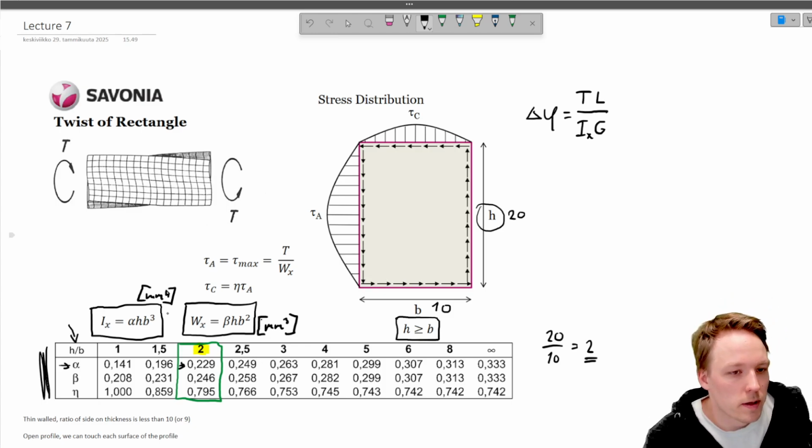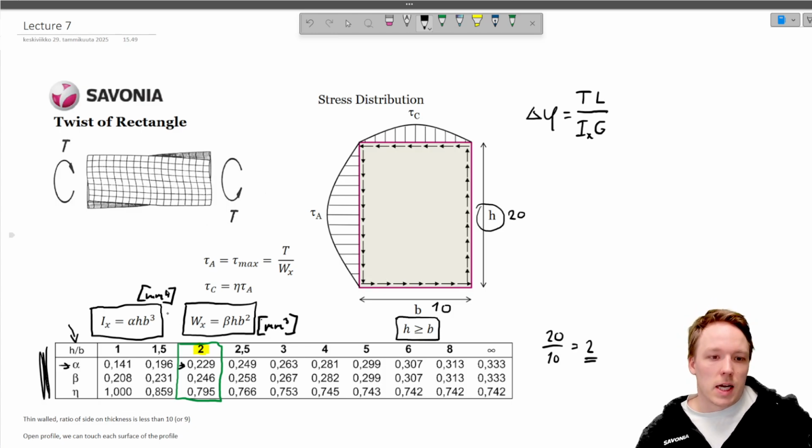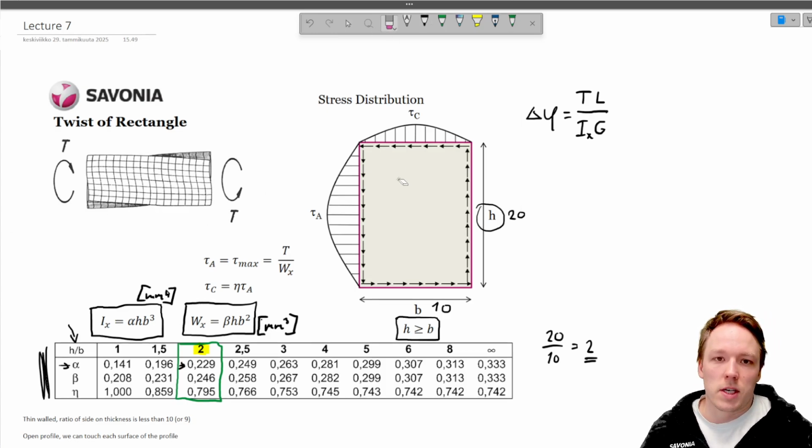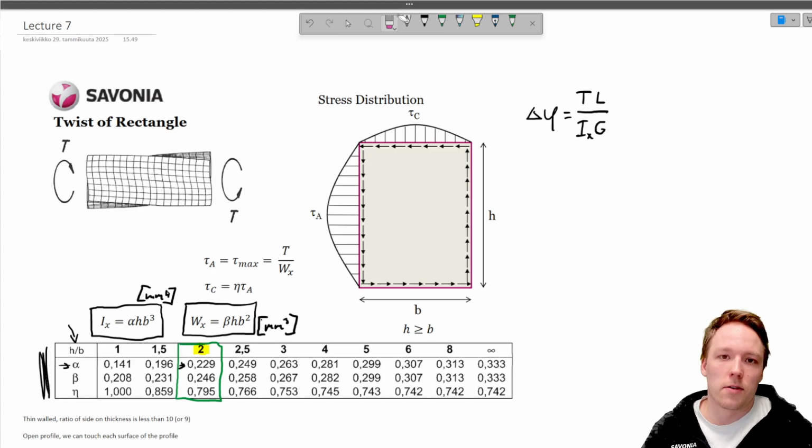So what about calculation of stress using the section modulus? In a rectangular cross section, the stress distribution is slightly different to what it is with cylindrical cross sections. In rectangular cross sections, the maximum value for shear stress is always in the middle of the longer side of the profile. In this example, the longer side is this one here, or also this one here, and you can see that the maximum value, tau A, is at this location of the profile.